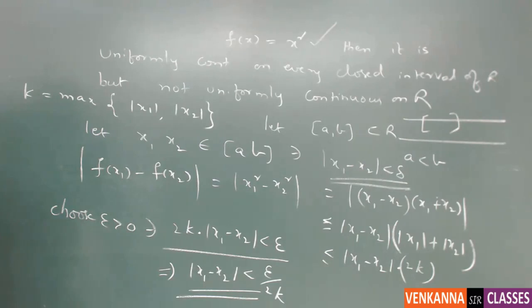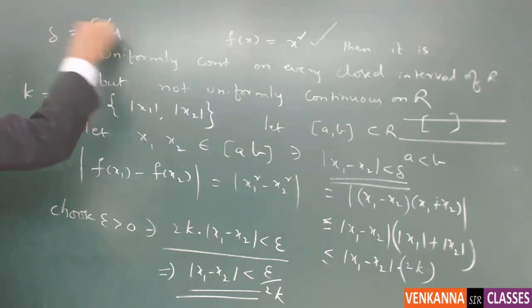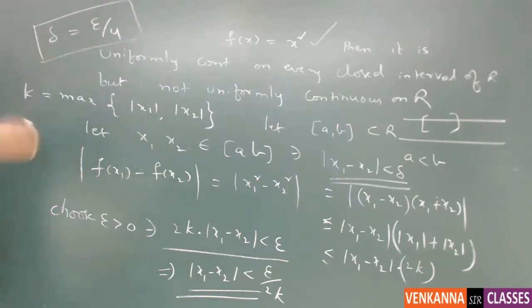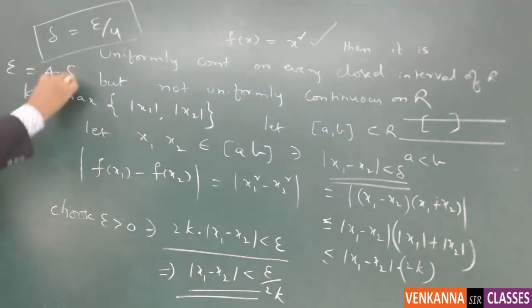So you are saying that if k is equal to 2, delta is equal to epsilon by 4. Fine. Delta is equal to epsilon by 4, very nice. So epsilon is nothing but 4 delta, you can say. Yes.